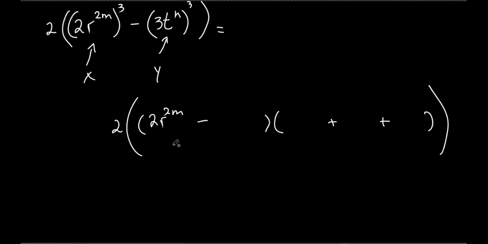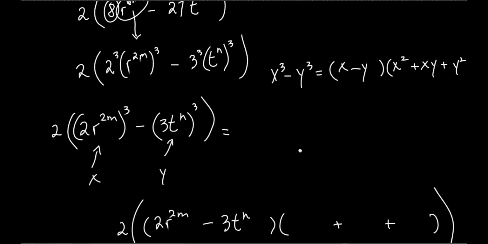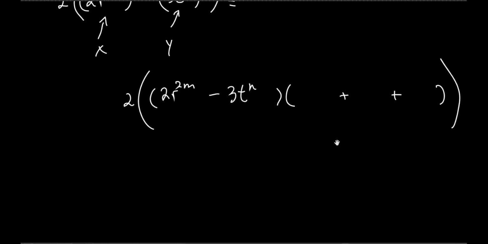That's the x. What goes here? The y. What is my y? It's 3t to the n. That's what goes there. All right, we're done with the easy part. Now, we have to really think. What goes here? The x squared does, right? Remember that right there? The x squared goes there.